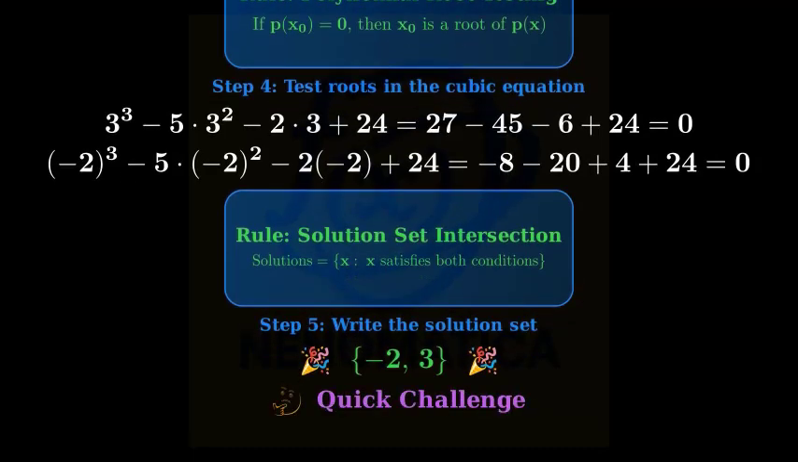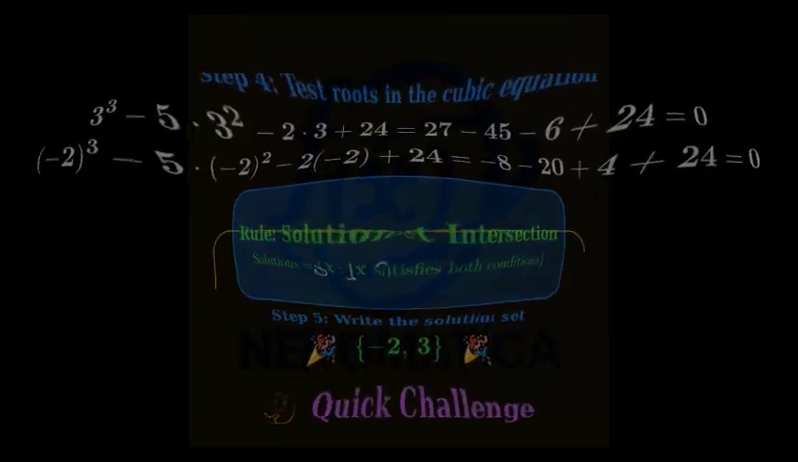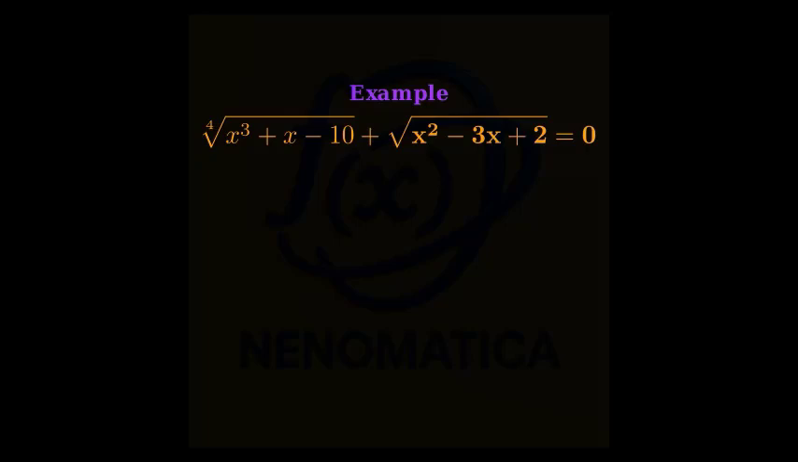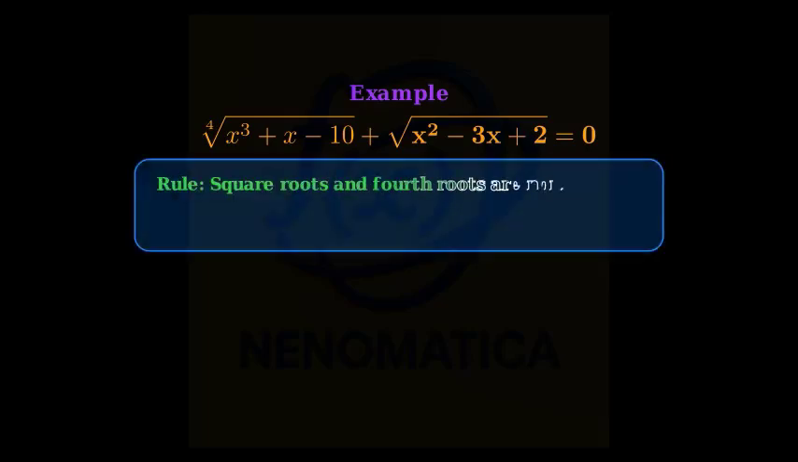Quick challenge. Can you explain why a sum of non-negative numbers can be 0 only when each is? In this example, we will solve a radical equation step by step. Step 1. Understand the domain and structure. Radicals like square roots and fourth roots are always non-negative for real numbers. Therefore, if their sum is 0, each must be 0 individually.